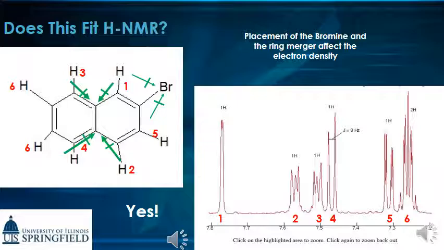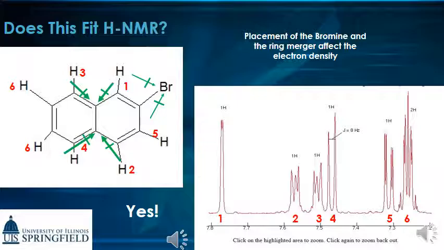First, we're going to test this out against our proton environments. Now remember that the placement of the bromine and the fact that we have a ring merger will affect our electron density. I've shown this in green. The bromine's inductive effect is going to pull some electron density away, but the resonance effect of both of our benzenes merging in the center is going to be much, much stronger. It's going to delocalize these electrons very heavily.